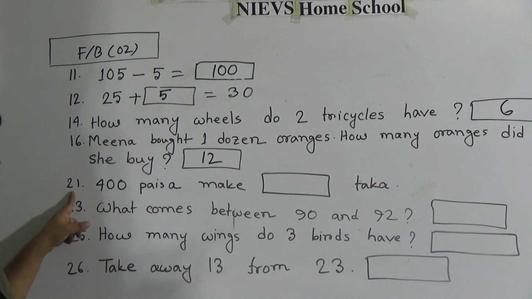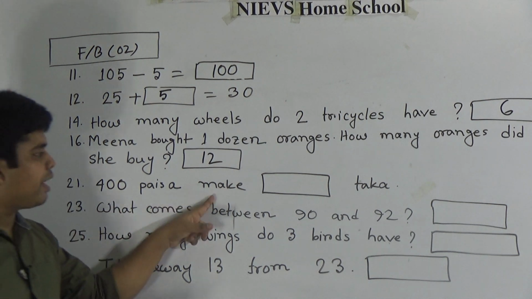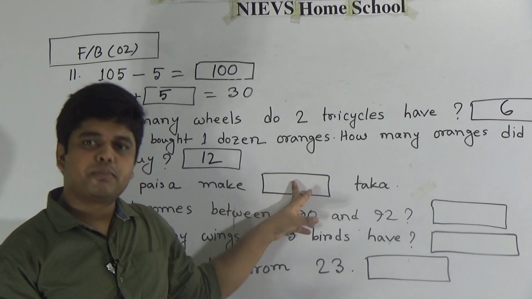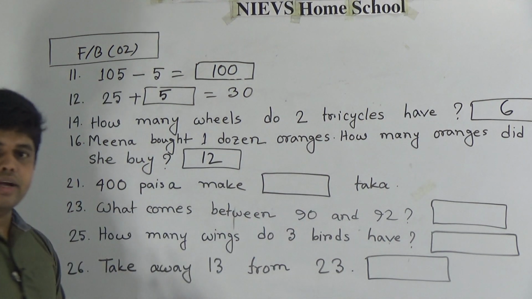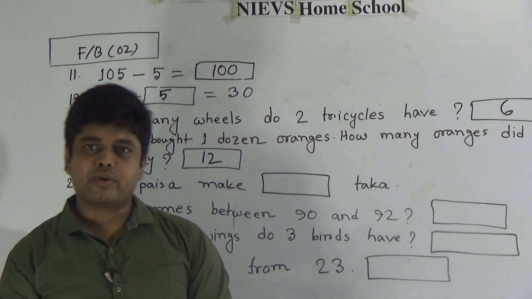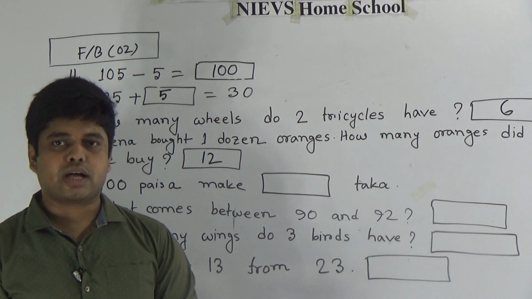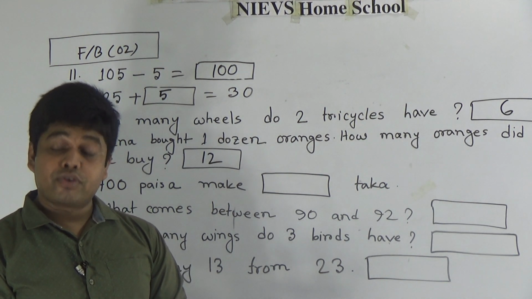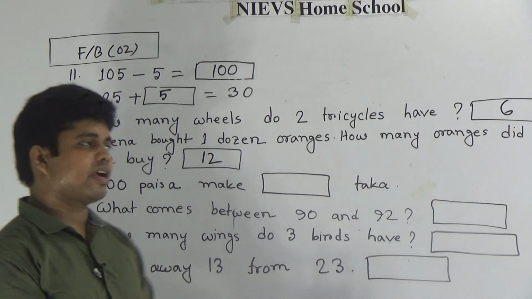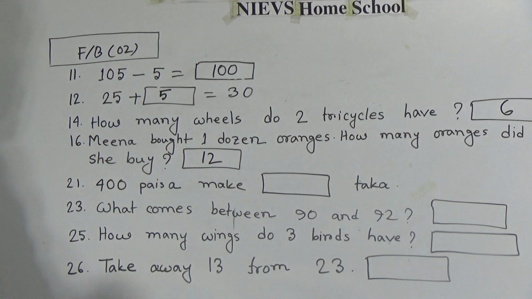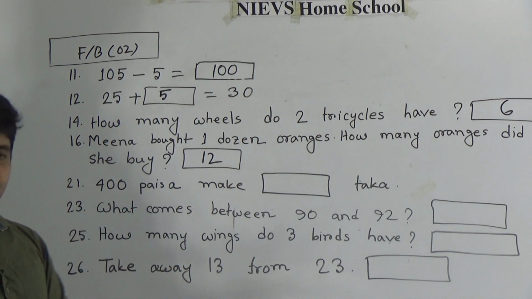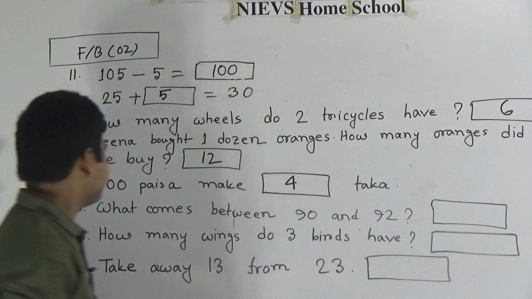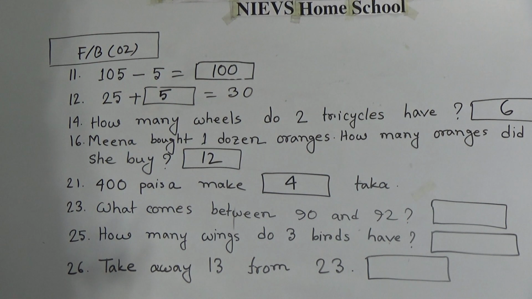Okay. Question number 21. 400 paisa make how many taka? That means gap. We need to fill in the blank. Okay. We know that 100 paisa make 1 taka. Similarly, 200 paisa make 2 taka. 300 paisa make 3 taka. 400 paisa make 4 taka. 500 paisa make 5 taka. But the question asks you to find 400 paisa make how many taka? 400 paisa make 4 taka. So here, 4 taka.